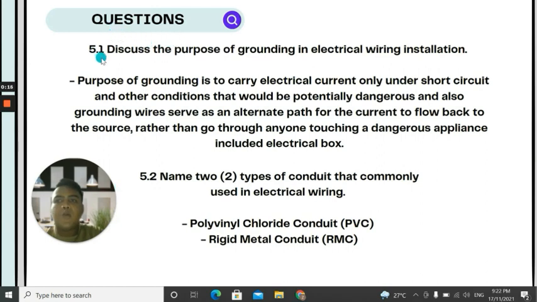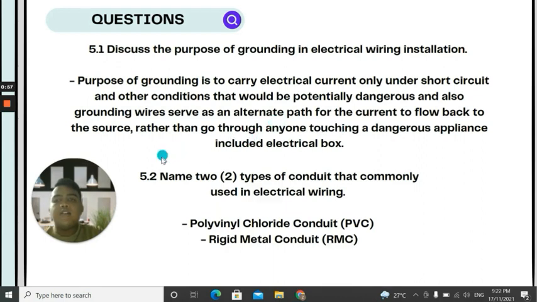Okay. First, 5.1. Discuss the purpose of grounding in electrical wiring installation. The answer is, the purpose of grounding is to carry electrical current only under short circuit and other conditions that will be potentially dangerous, and also grounding wires serve as an alternate path for the current to flow back to the source, rather than go through anyone touching a dangerous appliance, including the electrical box. This is the purpose of grounding in electrical wiring installation.